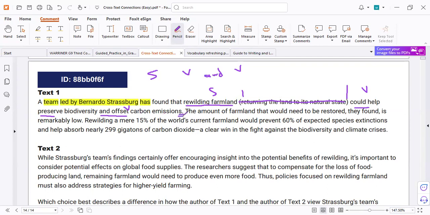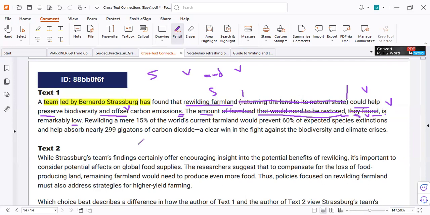This is the first sentence. When you jump to the next sentence, try to make connection. The amount of farmland or clause that would need to be restored. They found. Who found? Look, subject and verb. So the sentence is, they found that the amount of farmland is the verb of the amount. So preposition phrase delete, clause delete, non-essential delete, you will find verb that. So what or who is remarkably low? The amount.